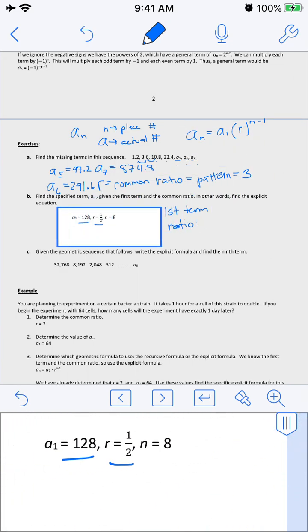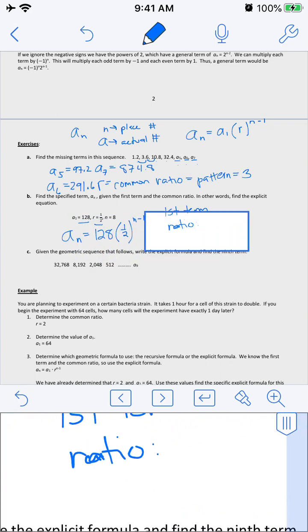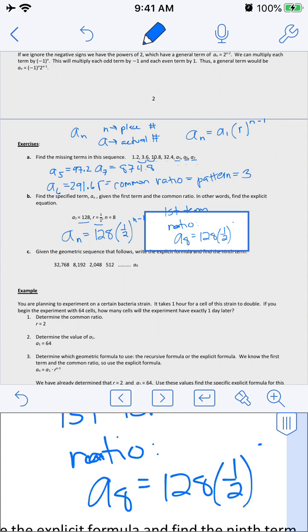All right, so over here now, that means our pattern, an, for this sequence starts at 128. That's our a1, our first term. And we're going to multiply 1/2 n minus 1 times. That's going to be our general formula. It's not just the one for n equals 8, but it's our general formula. Now we can plug in n equals 8. So a8 would be, and just like any other equation, all the n's are going to change to 8. 128 times 1/2 to the 8 minus 1.